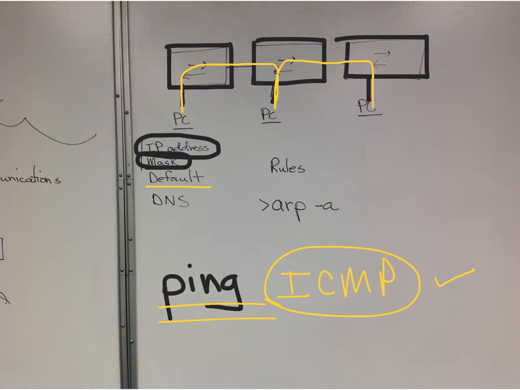Default gateway, if we had a router on here, the default gateway would point at the router. And domain name, if we were going to go out to the internet and use a domain name to find an address, it goes to a domain name server.